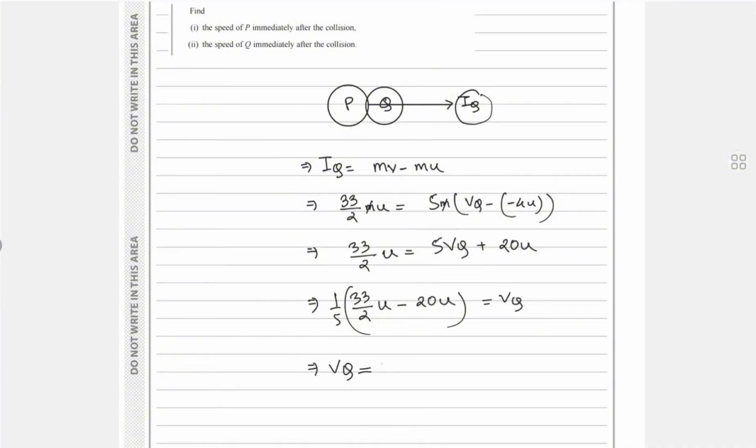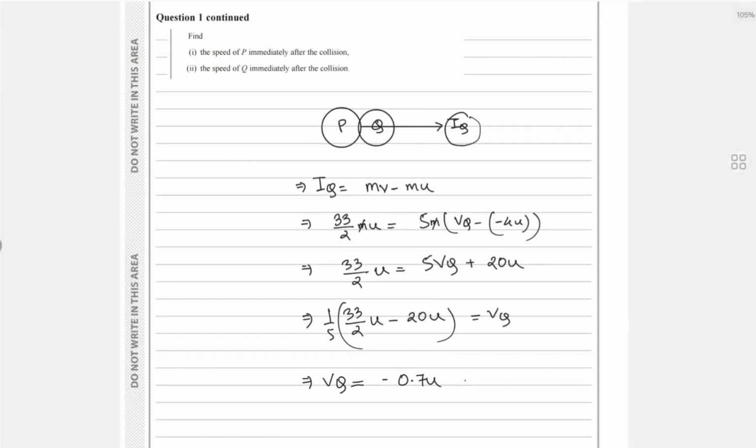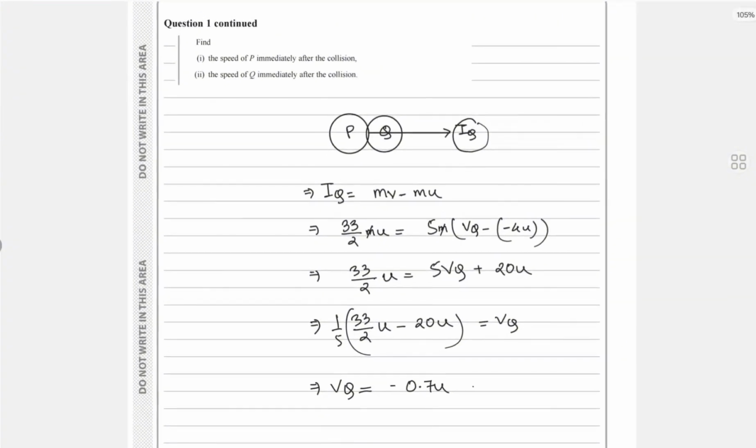So VQ would be equal to minus 0.7u. So these are the two answers. Okay, thank you.